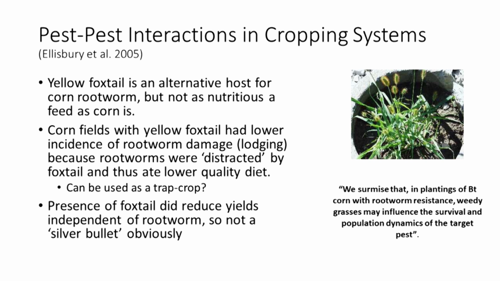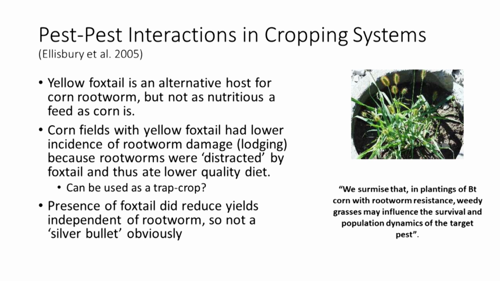So yellow foxtail is an alternative host for corn rootworm, but it is not as nutritious a feed as corn is. Okay, so entomologists found that in cornfields that had a yellow foxtail infestation, quite a bit of yellow foxtail, the corn rootworms that were also present in that field did not cause as much damage to the corn. There wasn't as much lodging, there wasn't as much insect damage.